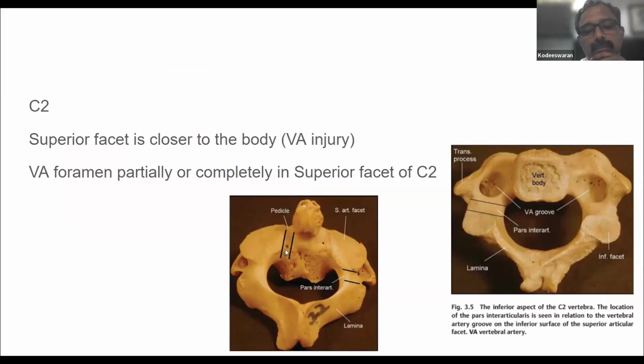This is the pedicle of C2. This is the superior articular facet of C2. This is the lamina. This is the bifid spine. This area is the pars of C2. If you see the lateral aspect of C2, you can see the vertebral foramen, through which the vertebral artery passes. This is the inferior view of C2, which has the vertebral body. Now you can see the vertebral artery foramen, which has a different direction, laterally from below.